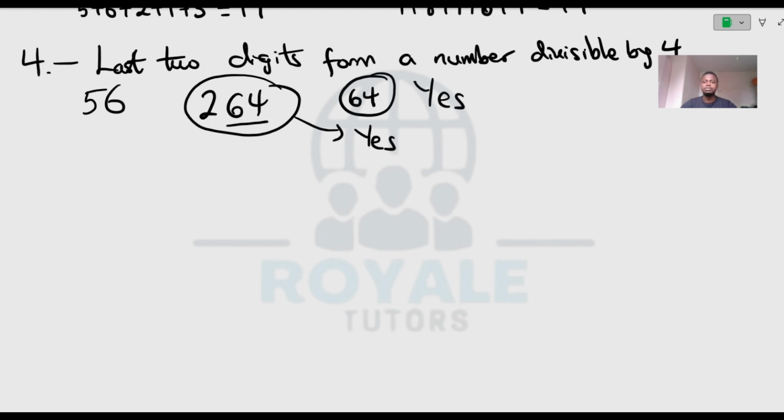If you pick another example, let's say 132. 132, you check the last 2 digits.